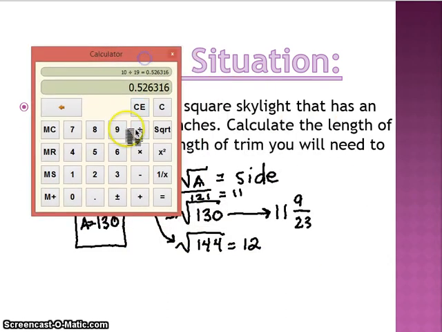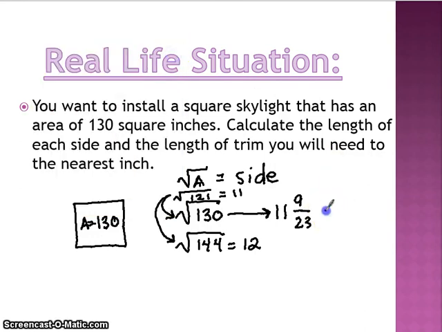9/23 is equal to 0.39 or 0.4. So this is about 11.4 inches on each side. If we wanted to calculate the length of each side, we could do that in this way, finding the distance that one side would be.